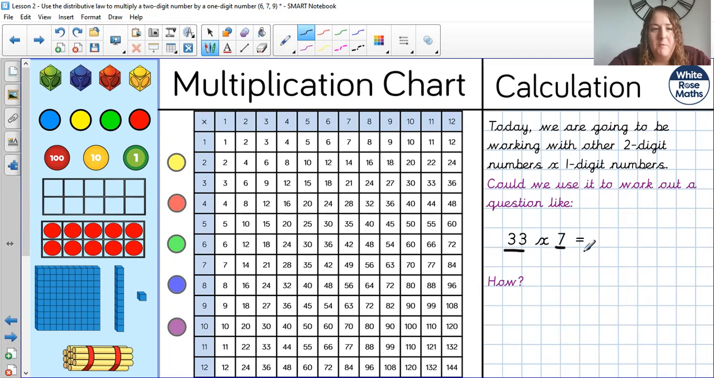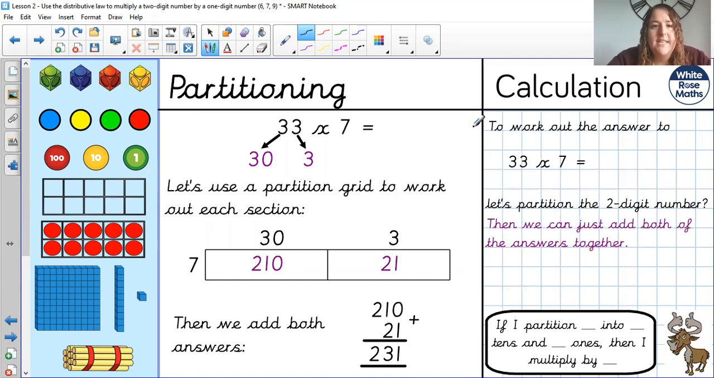Blimey, that's very different from yesterday. So unfortunately, if I went to my 7 at the top, I haven't got 33 columns down here. I can't go along 33. But there is a way that I can show you how to work this out today. So let's have a look at this in a bit more detail.